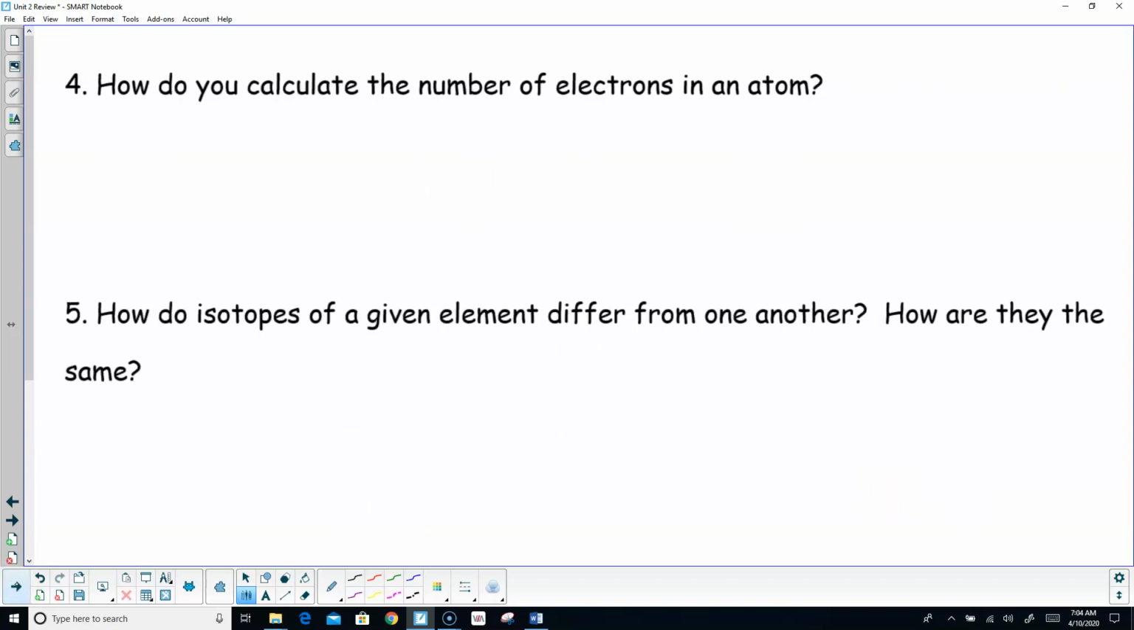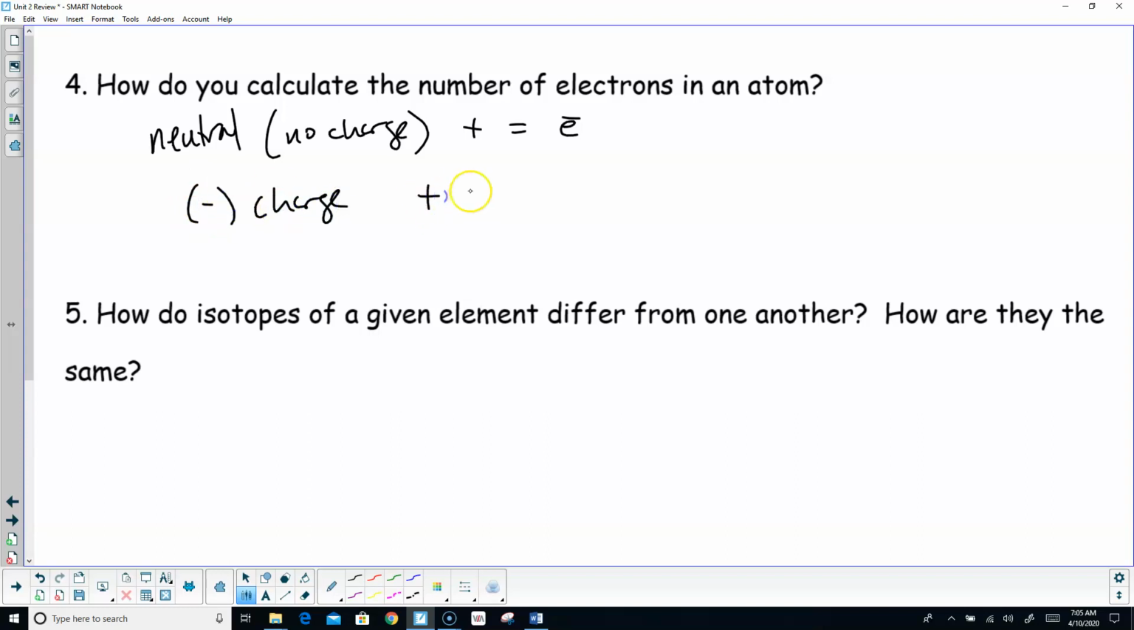How do you calculate the number of electrons in an atom? So once again, if it's neutral, meaning it has no charge, the proton number is equal to the electron number. Okay? If you have a negative charge, the number of protons is going to be less than the number of electrons. If you have a positive charge, the number of protons will be greater than the number of electrons.